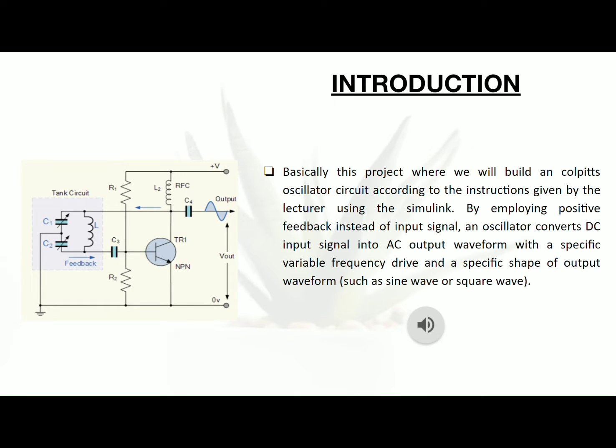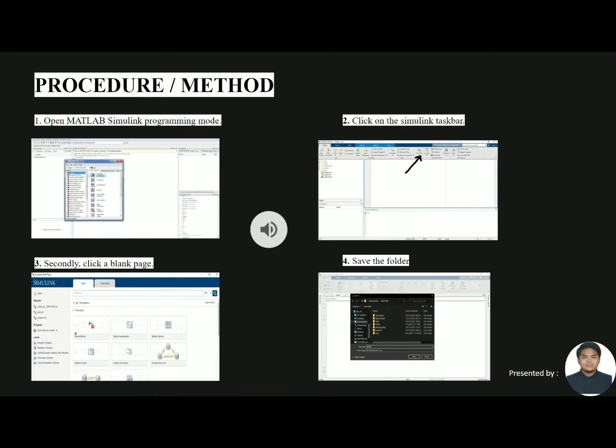So on my left is one example of a Colpitts oscillator circuit. Basically, in this project we will build a Colpitts oscillator circuit according to the instructions given by the lecturer using Simulink. By employing positive feedback instead of an input signal, an oscillator converts a DC input signal into an AC output waveform with a specific variable frequency and a specific shape of output waveform, such as sine wave or square wave. For chapter 2, which is method, we have a procedure to follow.